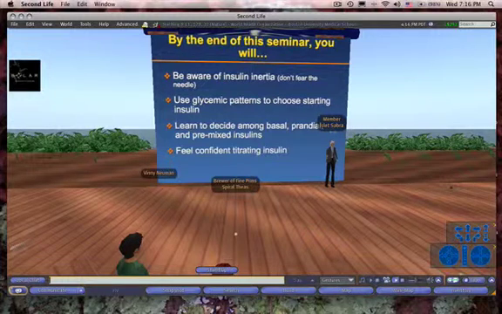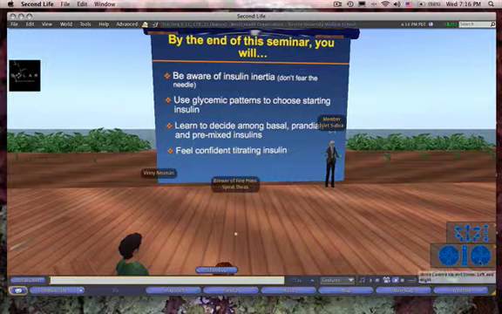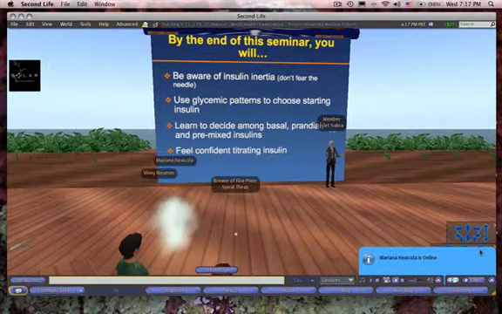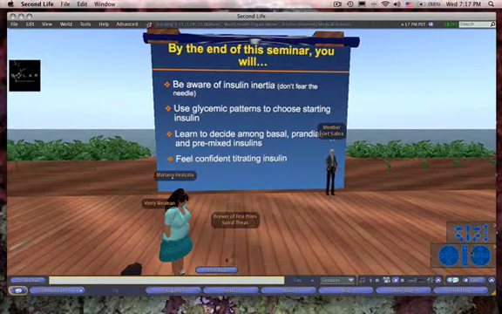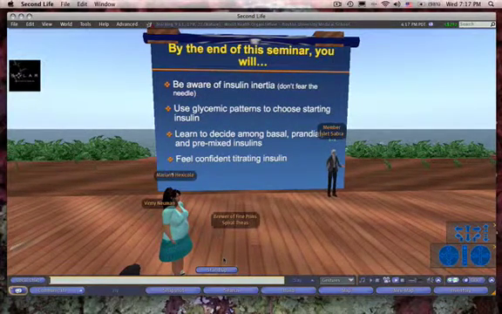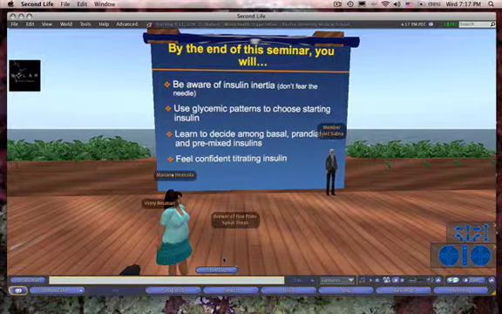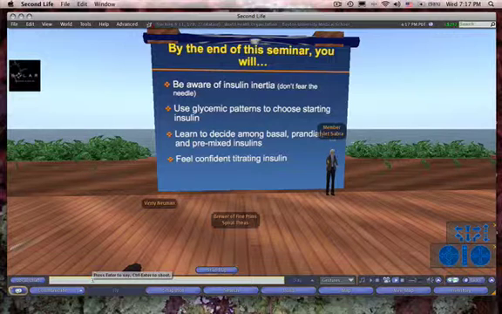Hopefully, by the end of this seminar, you will be aware of insulin inertia. In other words, we don't want you to fear introducing the needle. Hopefully you'll be comfortable in using glycemic patterns to choose which starting insulin program is best for you and your patient. You'll learn to decide among choosing basal or background insulin, prandial or mealtime insulin, or using some of the pre-mixed insulin preparations. And hopefully with this you'll feel confident in titrating insulin.